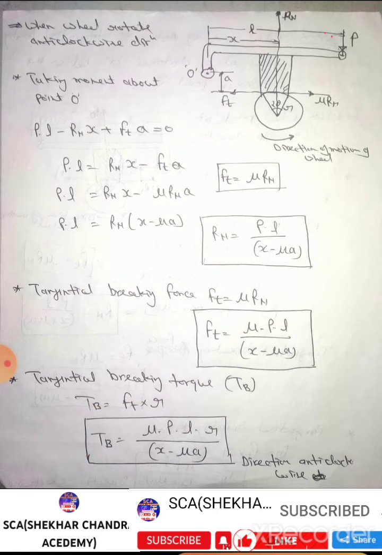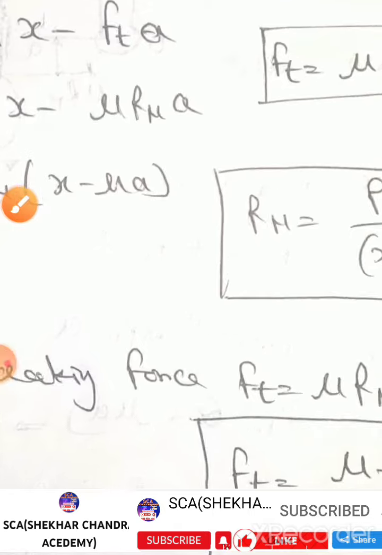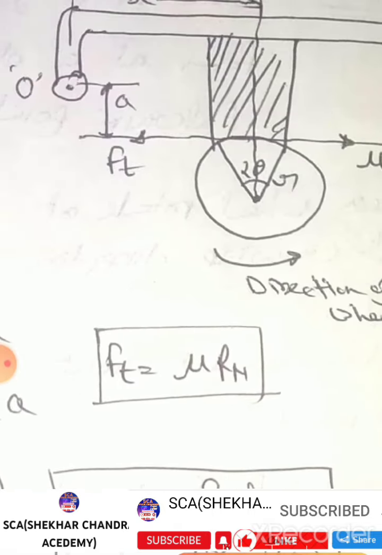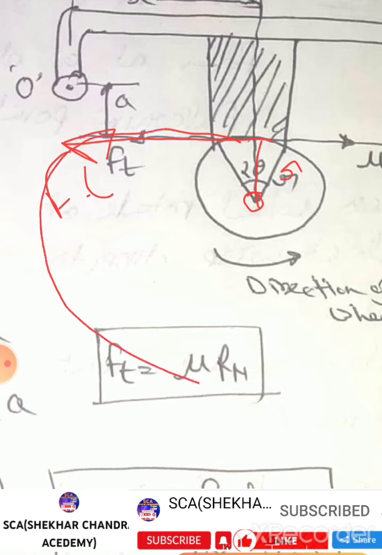Please see the figure. Here the Ft is in the left side direction, and this is the R, and this is the radius or center of the wheel. So Ft makes an anti-clockwise couple, a torque, about the center of the wheel.